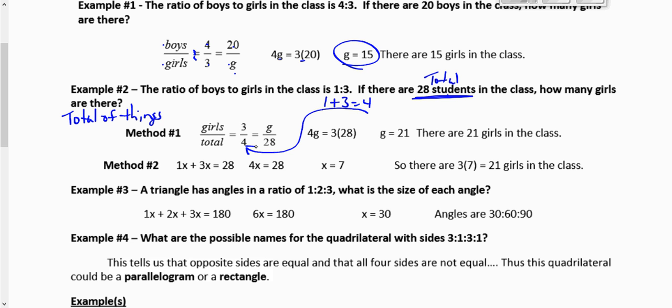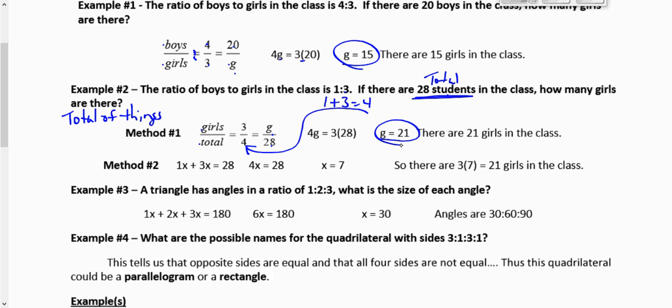Okay? So now we're doing girls to total, right? So there would be 3 girls to a total of 4 in the lowest terms ratio, all together, you get it? To some number of girls for a total of 28. So 28 is no longer the simplest lowest terms class of 1 boy, 3 girls. Now it's total 28. So now we just cross multiply again, right? And we get, there are 21 girls in there, right?